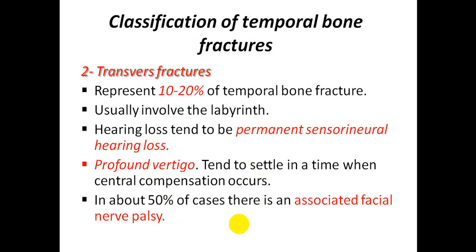The second and less common type is the transverse fracture. They represent 10 to 20% of temporal bone fractures. They usually involve the labyrinth, so the patient has hearing loss which tends to be permanent sensorineural hearing loss because of the involvement of the labyrinth, and profound vertigo, which tends to settle in time when central compensation occurs. And in about 50% of cases, there is an associated facial nerve paralysis.